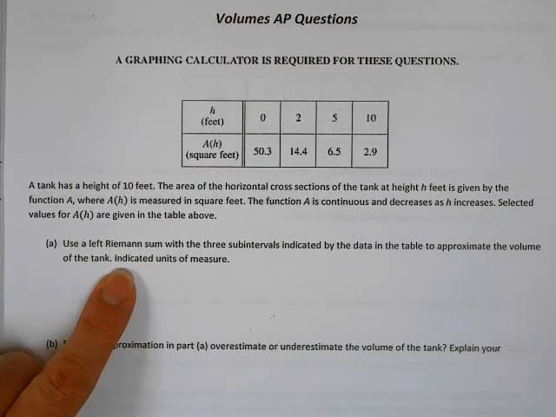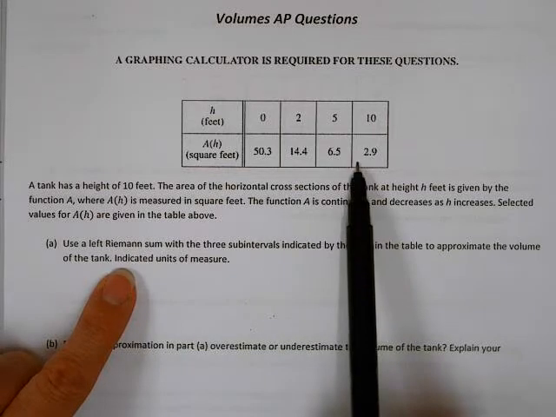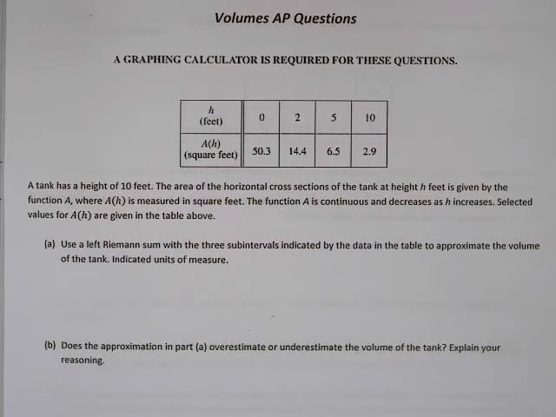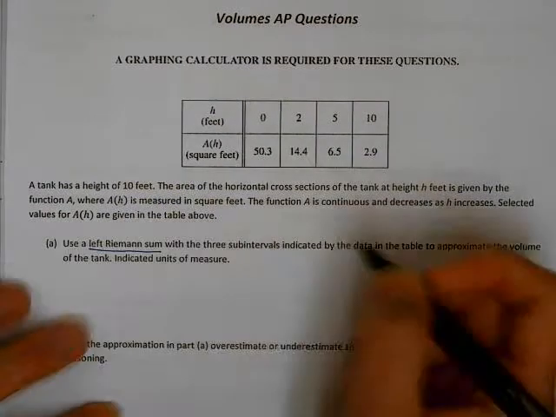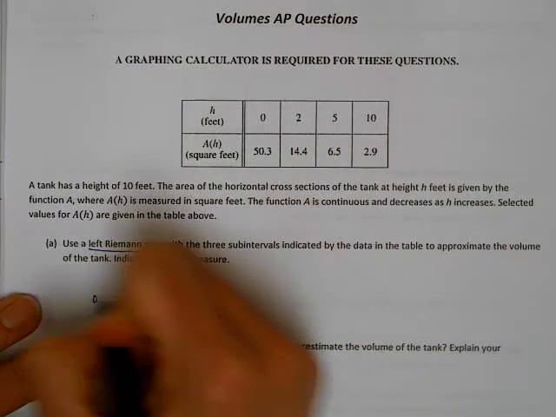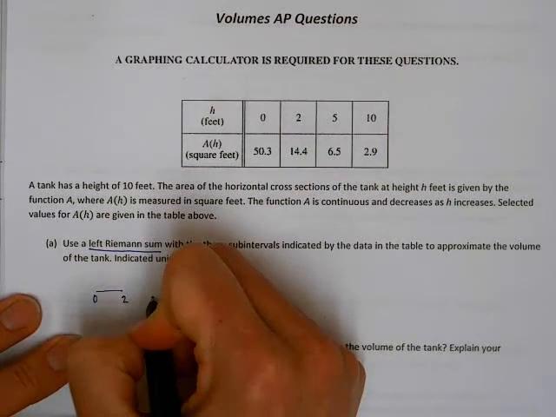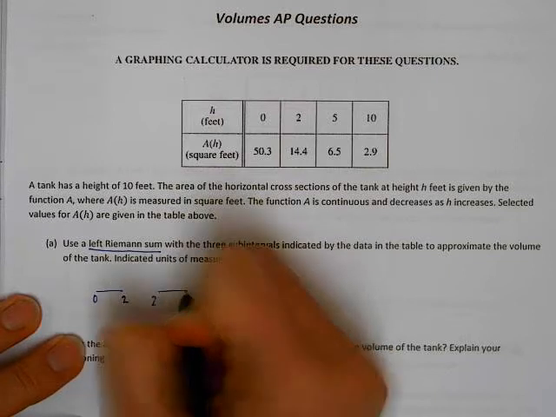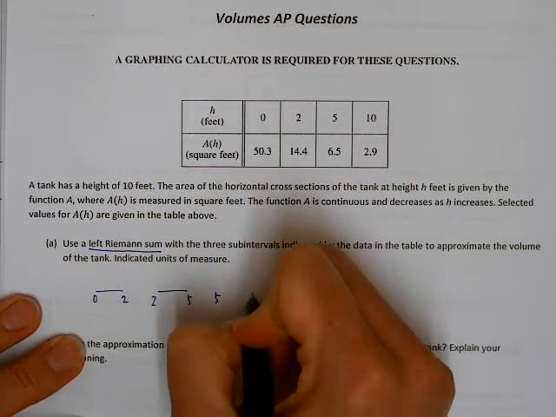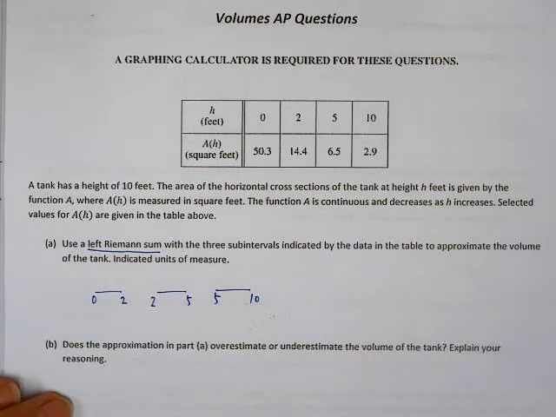So the idea here, it's kind of like what we did with cross sections when we were slicing. We knew that if we could add up those cross sections, we could get the volume, and we use integrals to add those up. Well, in this case, we don't have a function, but we have a table, so we can use the Riemann sum to approximate the value of that integral. So it says a left Riemann sum. So we're going to go from 0 to 2, 2 to 5, and 5 to 10 as my three subintervals given by that table.